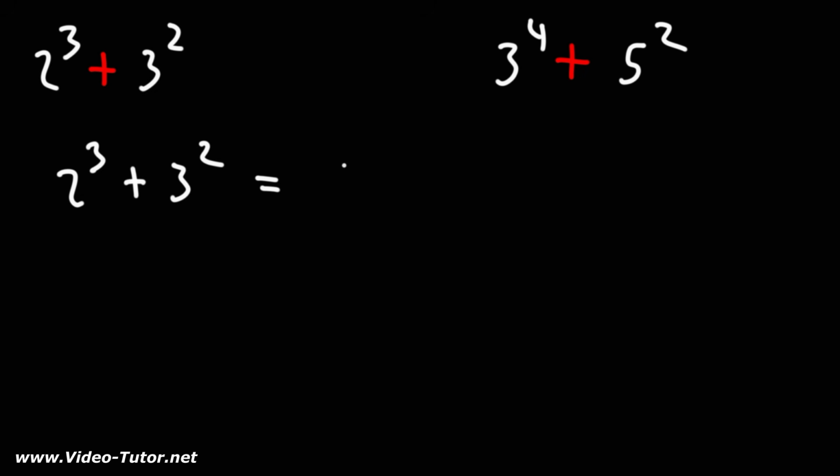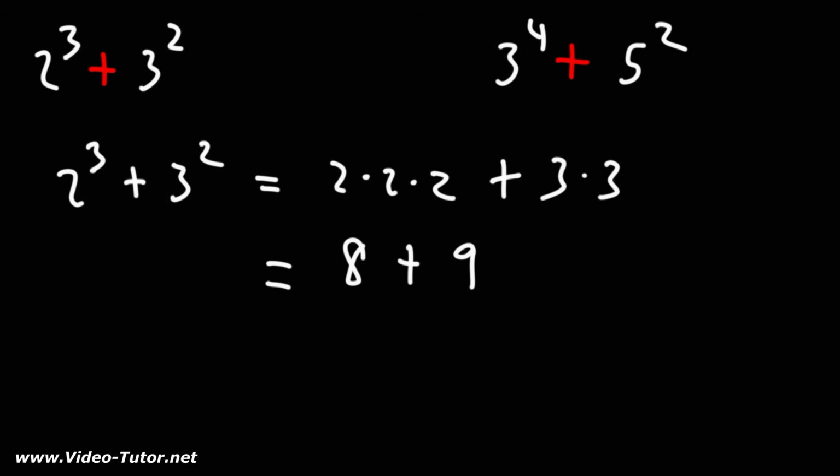2 to the third power means that we're multiplying 3 2's together. 3 squared means that we're multiplying 2 3's together. 2 times 2 is 4, times 2 is 8, and 3 times 3 is 9. 8 plus 9 is 17. So that is the value of the first expression.